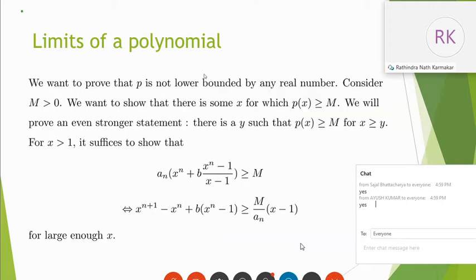So we were trying to prove that P is not lower bounded by any real number, and we chose a positive real number M, and we have proved that P is not lower bounded by M for sufficiently large X.